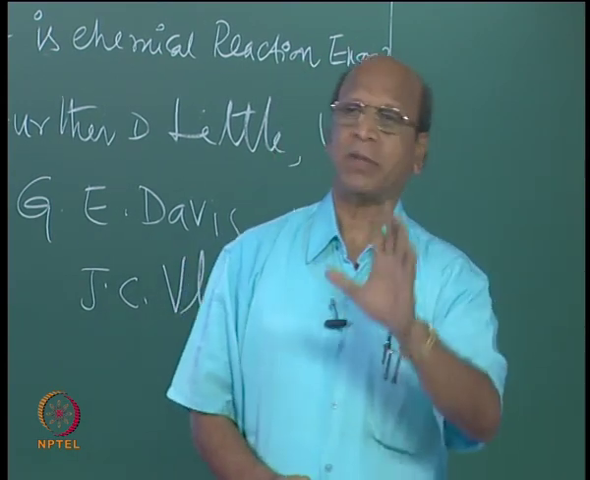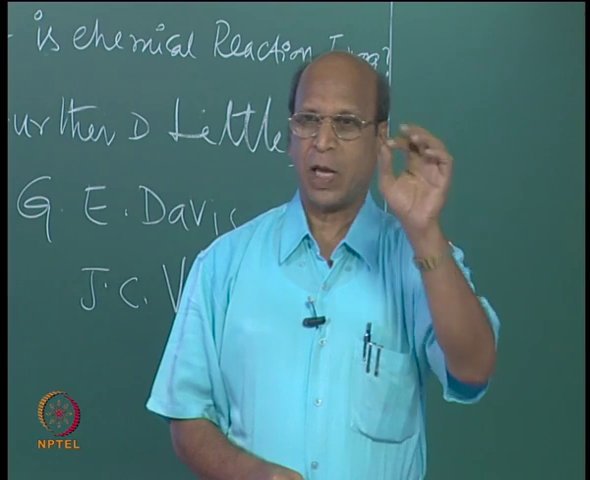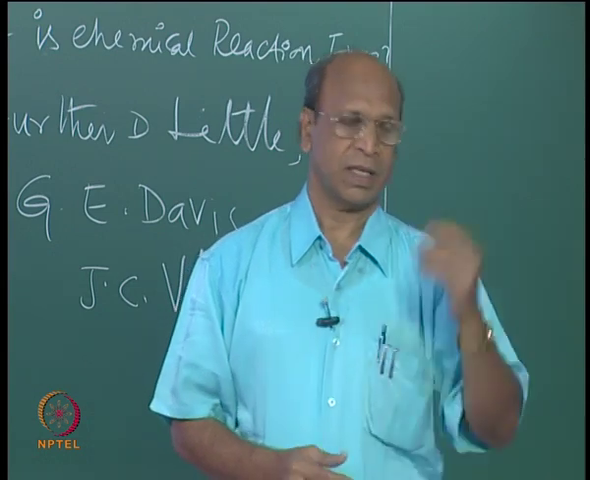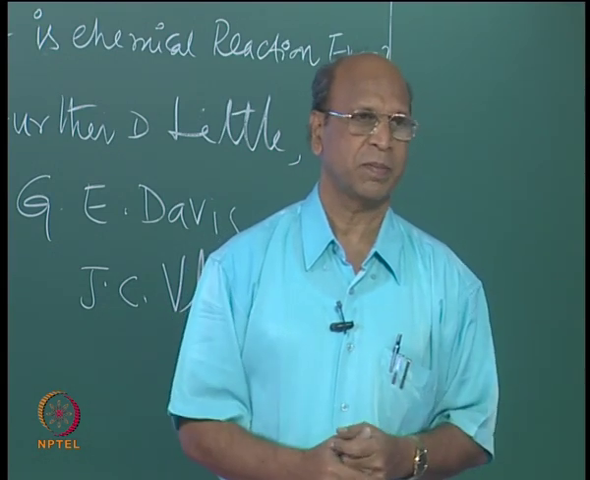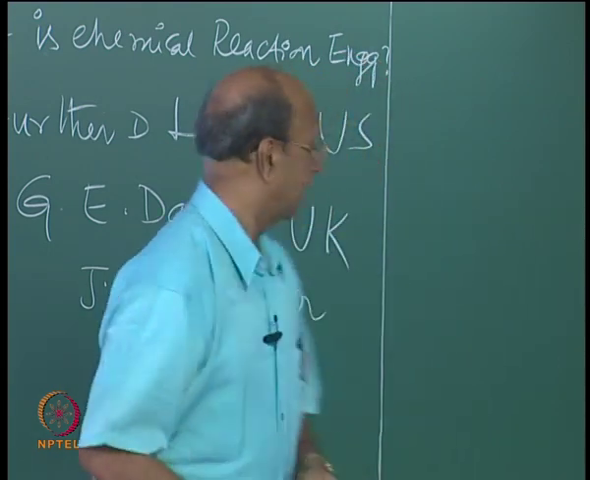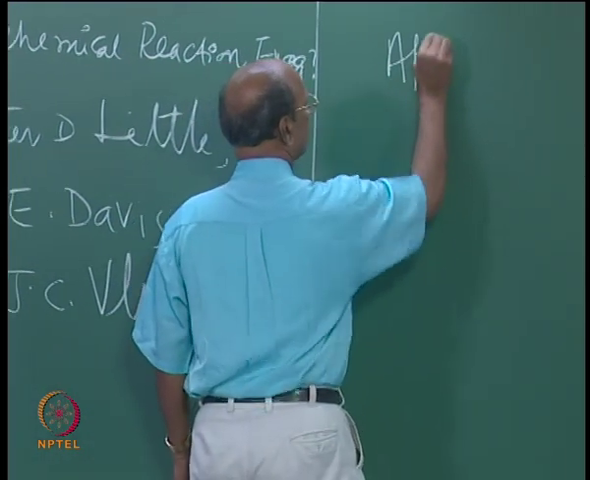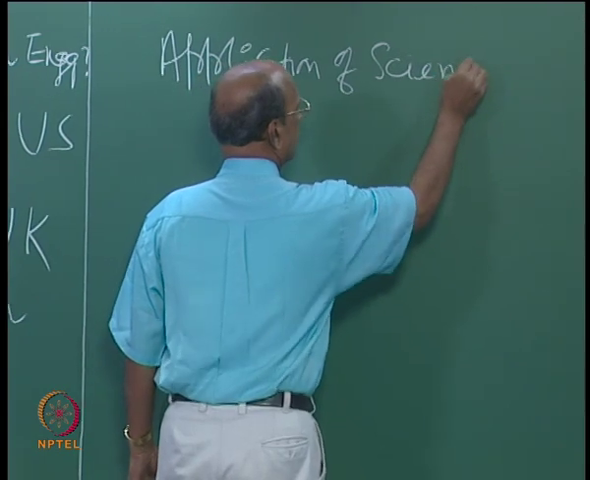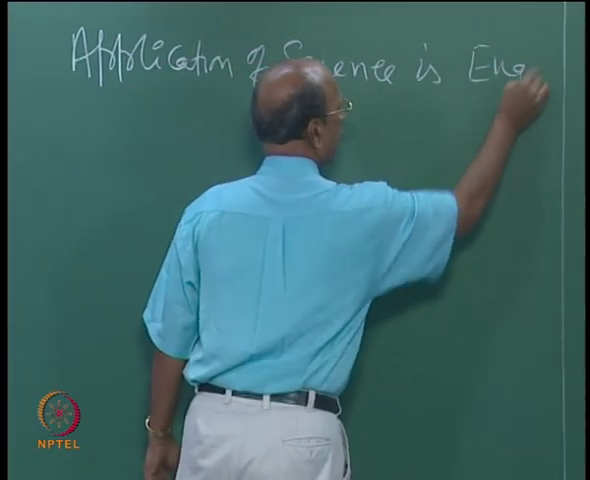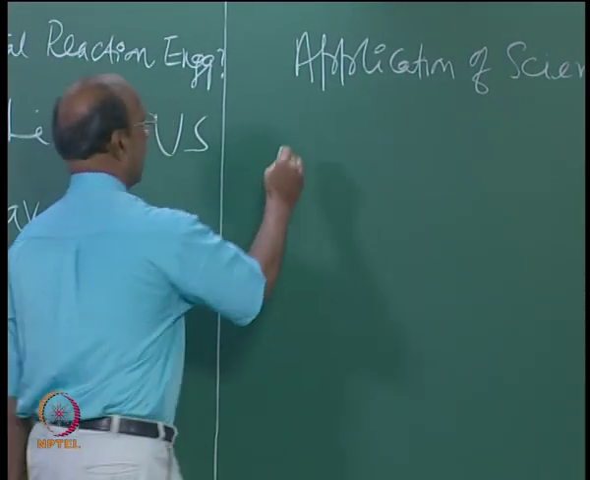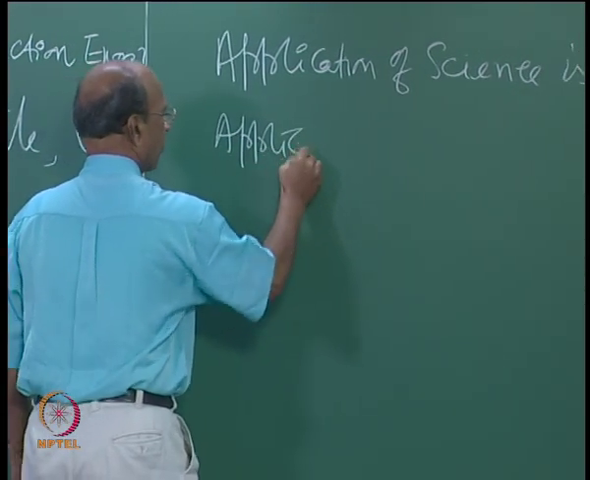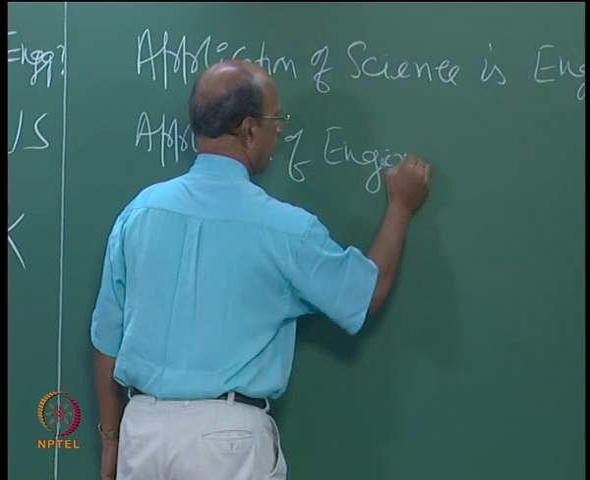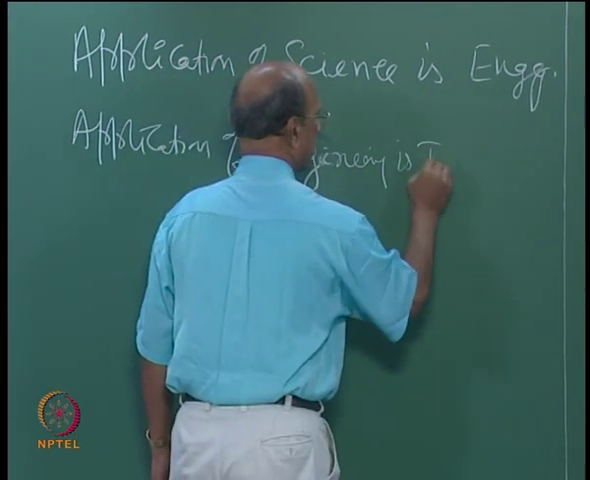So, that is why one of the definitions given is: application of science is engineering and application of engineering is technology. But if I ask you to explain again, you cannot explain. Correct, no? Shall I write that? Application of science is engineering. And application of engineering is technology.